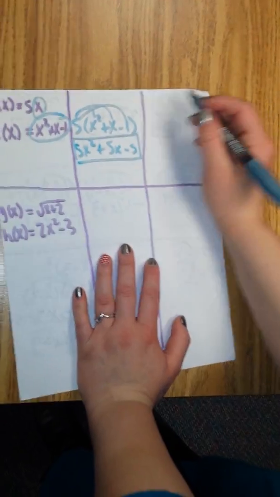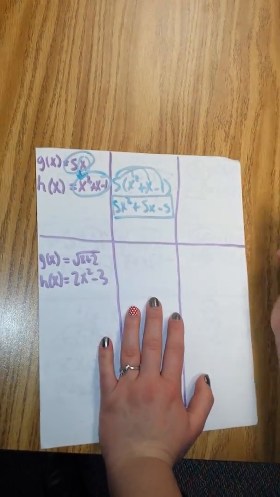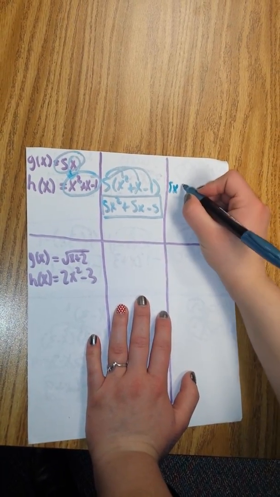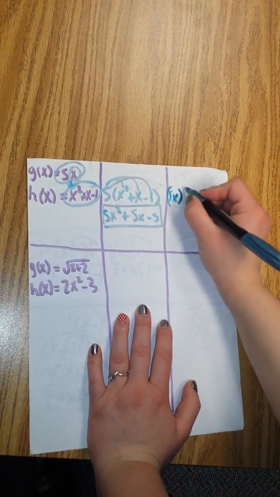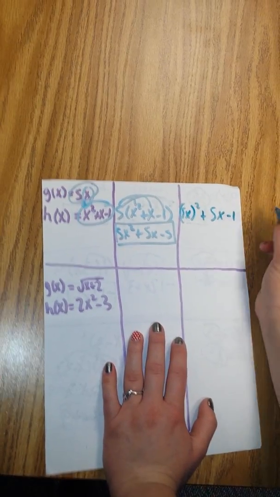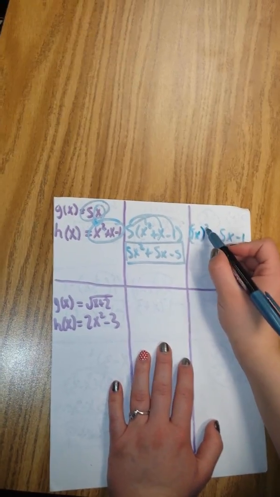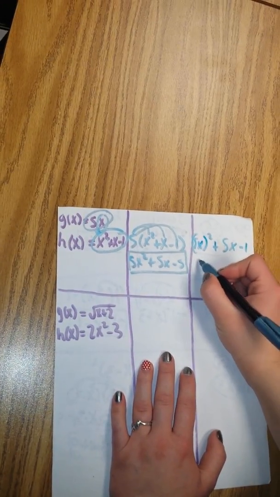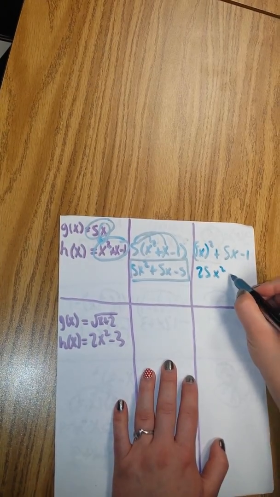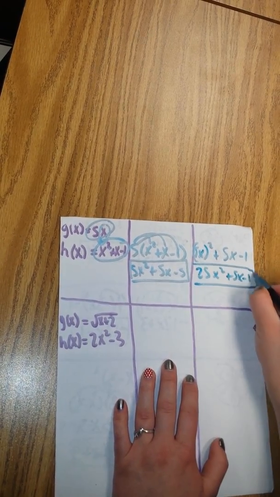And then you'll again plug 5x in for x on all of those, so you get 5x squared plus 5x minus 1. And so then you'll do, because 5x is squared, you'll have to square it, so it'll be 25x squared plus 5x minus 1. And that's your final answer.